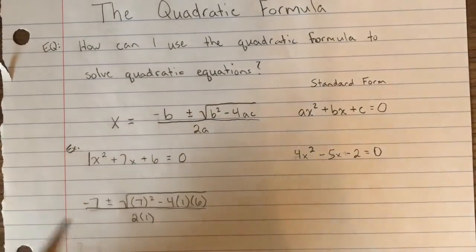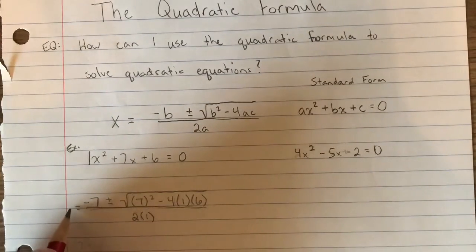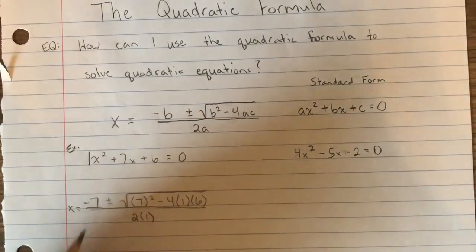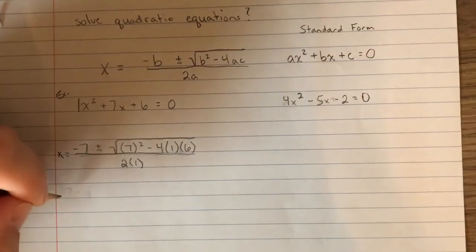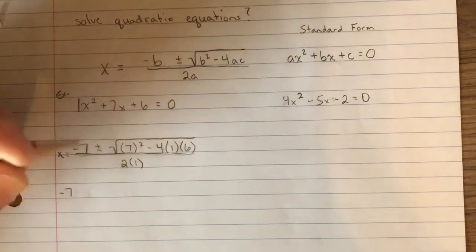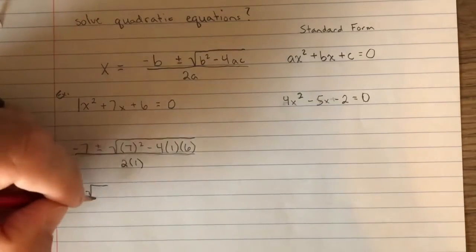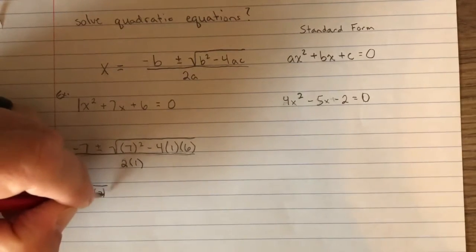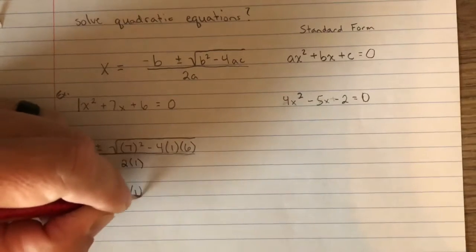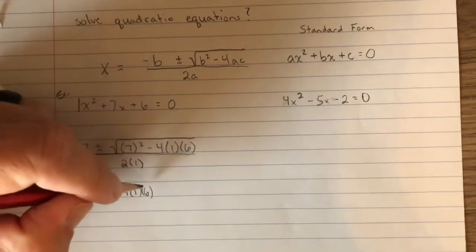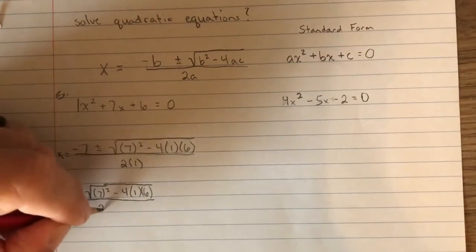All right, now it's great for us to write it like this, but the truth is we can't put it in our calculator like this because of our plus minus symbol. So when we go to putting it in our calculator, what we need to do is write it 2 ways and then solve it both ways. So the first time we're going to solve it as an addition problem. So negative 7 plus the square root of 7 squared minus 4 times 1 times 6, all of that under the square root, divided by 2 times 1.